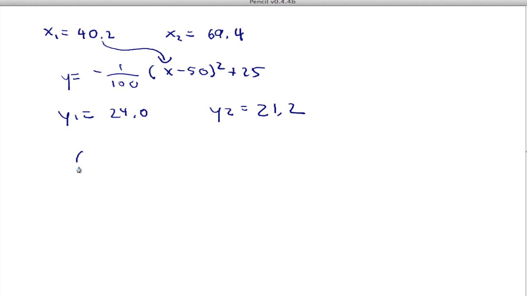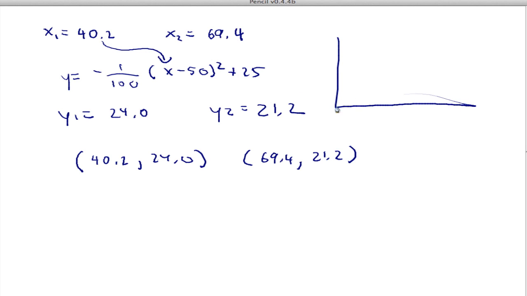So the two points where the two graphs intersect are (40.2, 24.0) and the other coordinate, where x is equal to 69.4 and the y coordinate is 21.2. So basically, to review, what we determined was there were our two graphs that we drew in part A. What we determined was the point of intersection between these two graphs. It's basically where the flight of the frog is equal to the flight of the grasshopper. Okay?